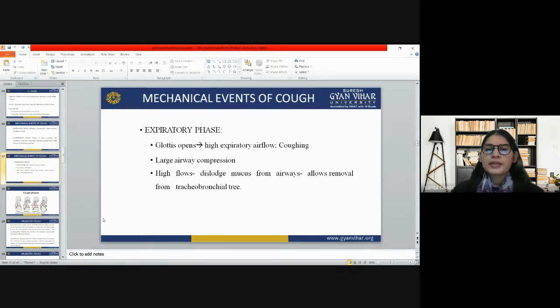So in the expiratory phase, what happens? The glottis opens, which leads to high expiratory airflow, and which leads to coughing. Large airway compression occurs, and high flow occurs, which dislodges mucus from the airway and allows removal from the tracheobronchial tree.